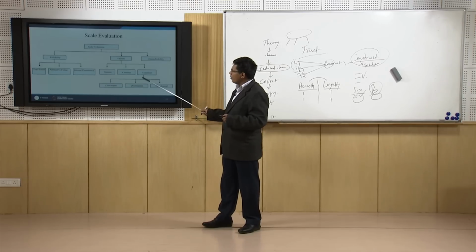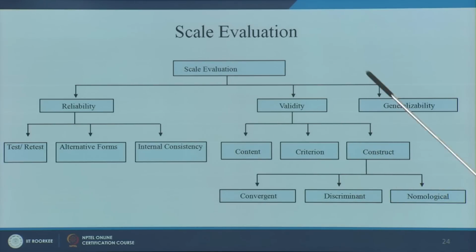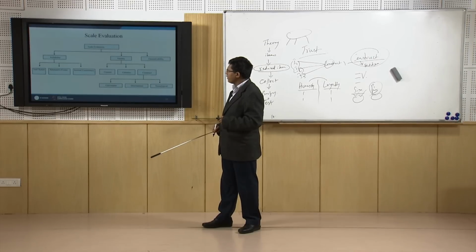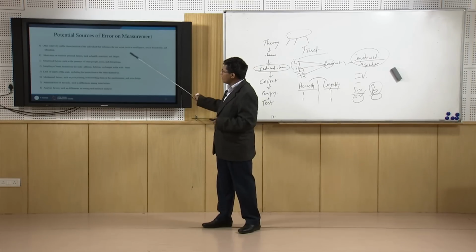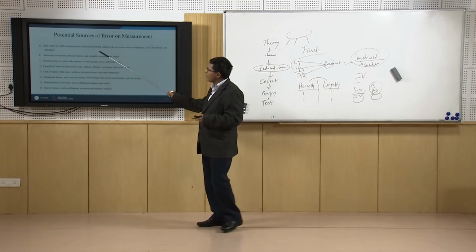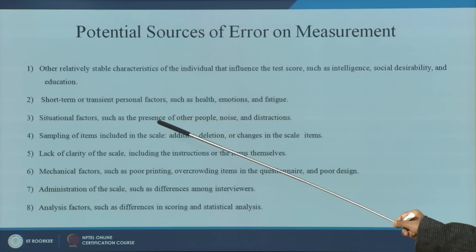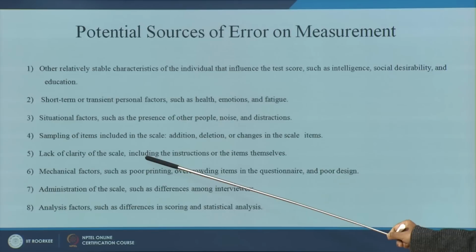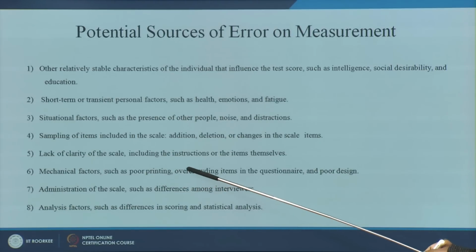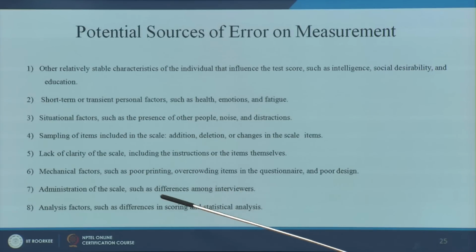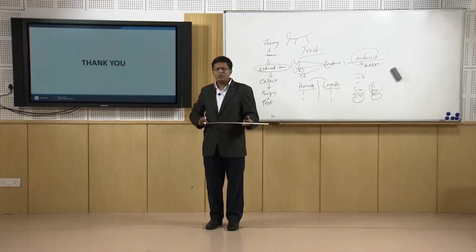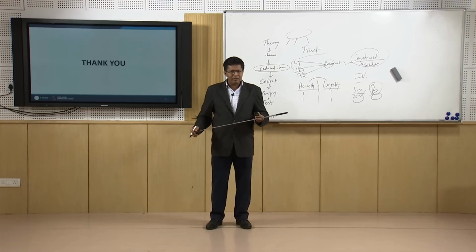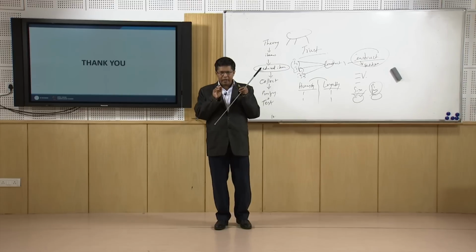So, this is all that I have explained to you, and this is in diagrammatical form only, you can check it later also. These are some of the potential sources of error. Errors can happen because of personal factors, situational factors, lack of clarity of the scale, mechanical factors like poor printing, too many items clubbed together, or overcrowding. How the administrator or interviewer has conducted the study are also points through which the scale can have errors. One has to be very clear in reducing these errors.